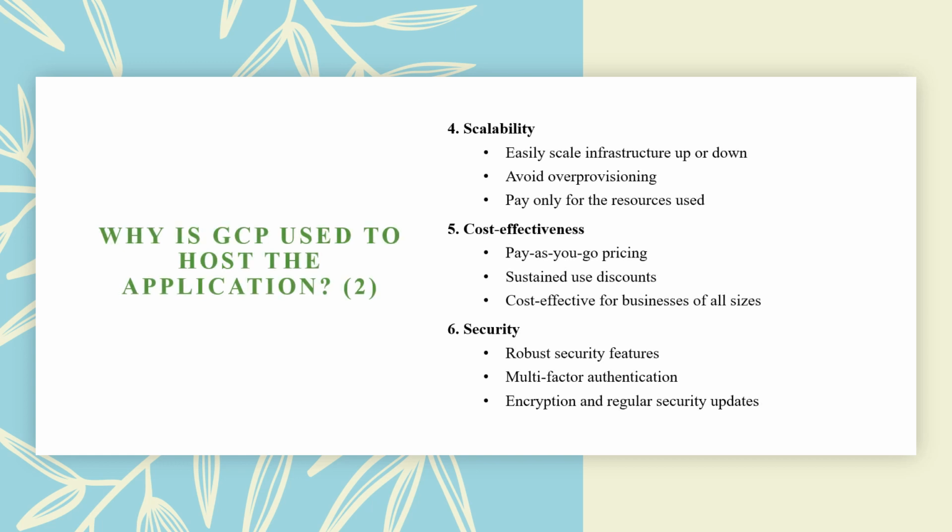It is easy to scale the infrastructure up or down. You can avoid over-provisioning of the systems and pay only for the resources that you consume. And the fifth one is cost effectiveness. There are special pricing schemes and pay schemes available at Google Cloud, so you only pay for the things that you have consumed. Cost effectiveness for businesses of all sizes. And the sixth point is security. There are different kinds of security. Built-in security features are in place in Google Cloud in order to secure all the applications that are hosted on it.